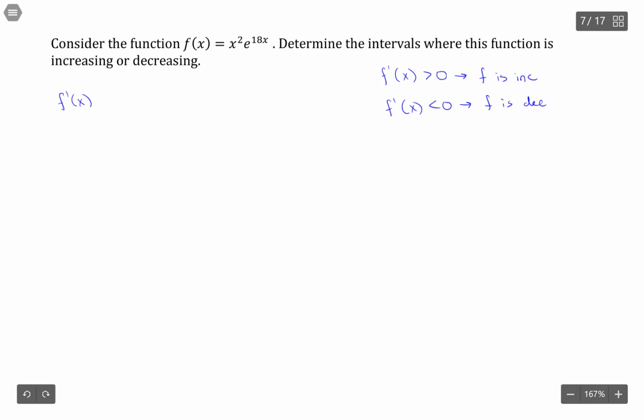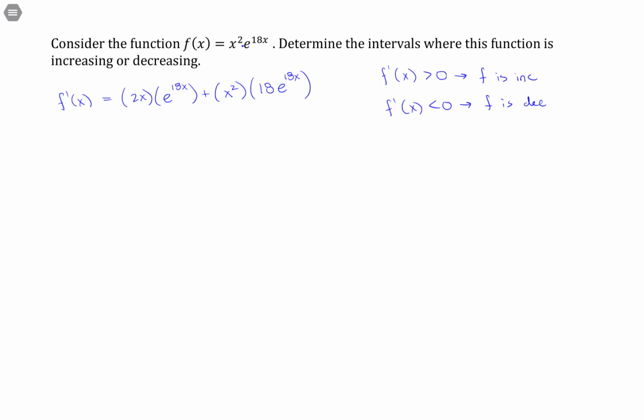So the derivative of this function, notice I have two pieces of functions that are multiplied together, which means I need the product rule. So that says to take the derivative of the first times the second plus the first times the derivative of the second, which would be 18 e to the 18x. Normally, you're not required to simplify derivatives, but if you're going to work with a derivative in any way, it's best to have the simplest function you possibly can.